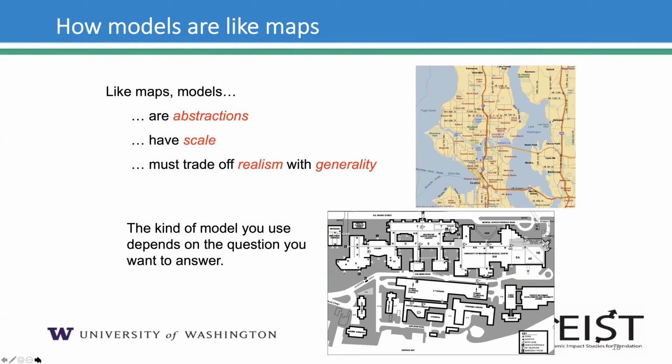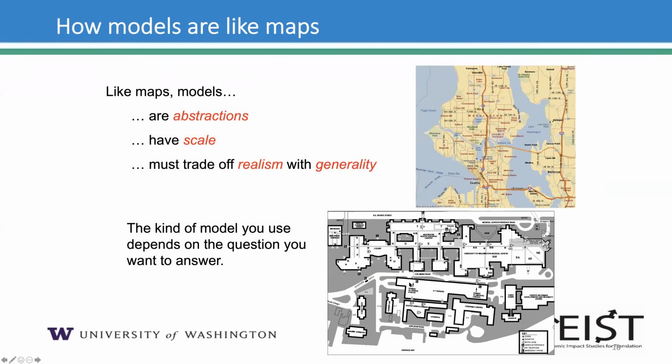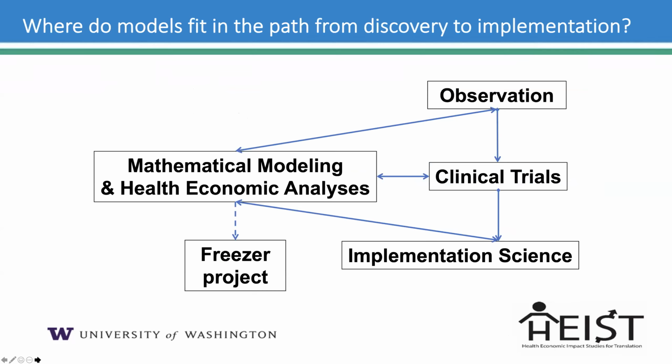They're abstractions, they have scale, but we must trade off realism with being more general. And here you can see this map of Seattle, and if you could zoom in, you can see a map here of the health sciences building. And these maps give you different scales. And so this model that I presented here is at population level, but you can imagine a more detailed map giving you an individual level type of observation.